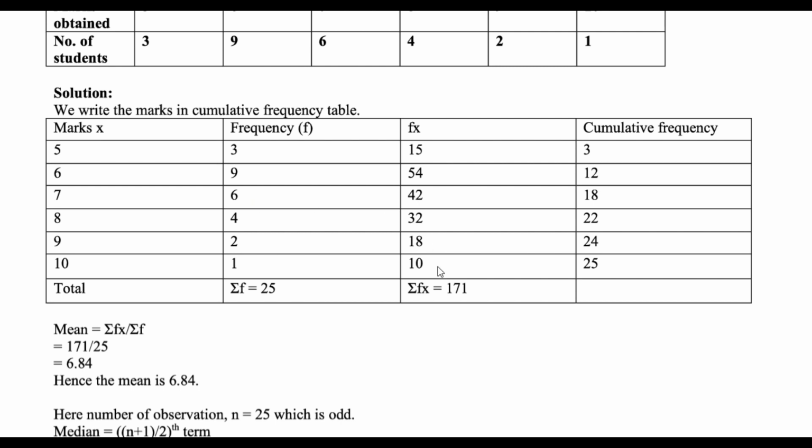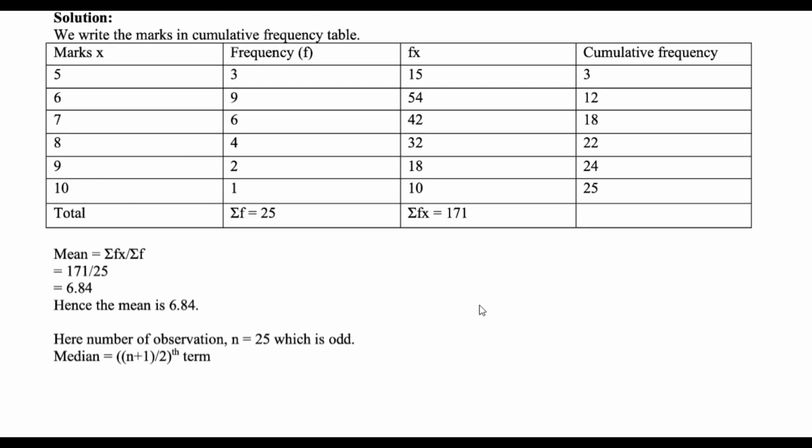Okay. After that, what we have to do? Cumulative frequency. See, first will be copied over there. 3, next will be 3 plus 9 is equal to 12. Next will be 12 plus 6 is equal to 18, like this. So mean means summation fx by n. So 171 divided by 25, that comes to 6.84, is the mean.